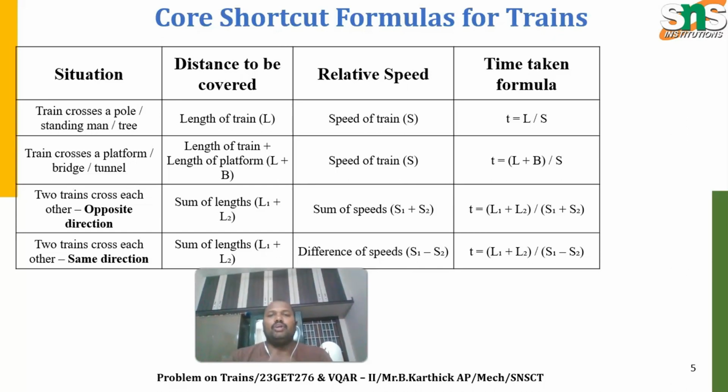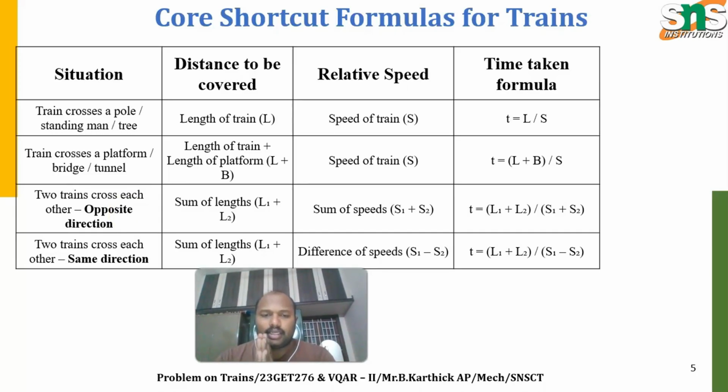So in the previous video we have seen the first two shortcuts. One is a train crossing a pole or a standing man or a tree. The second is a train crossing a platform, bridge or a tunnel. Today we are going to see the third one, which is two trains crossing each other in the opposite direction.